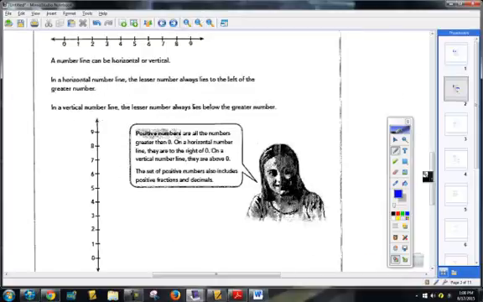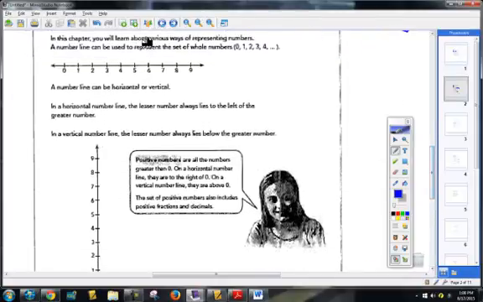So we can kind of look at this here and see. Hopefully yours is a little less blurry than what we're looking at here on the video, but regardless, you're going to learn how to put numbers on number lines. Here's a number line that's just very basic from 0 to 9. Okay, just kind of showing you.